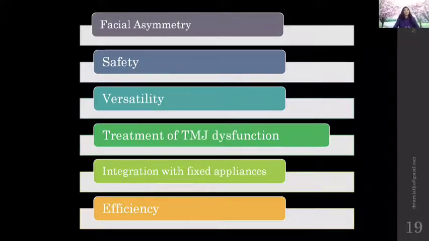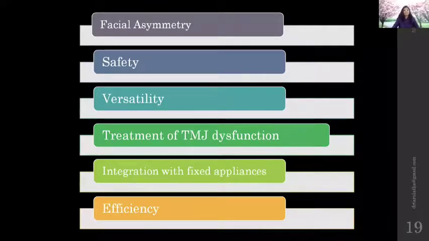Versatility, you can incorporate many modifications in it. You can add a maxillary expansion screw, mandibular expansion screw, labial bow, upper labial bow, lower labial bow. Thus, it is versatile. Treatment of TMJ dysfunction, yes, in TMJ dysfunctions, what we need is unloading of the condyle, which is quite obviously possible in this appliance. It can be integrated with a fixed appliance. You can simultaneously use the twin block along with the fixed appliance to bring about the changes which you require.